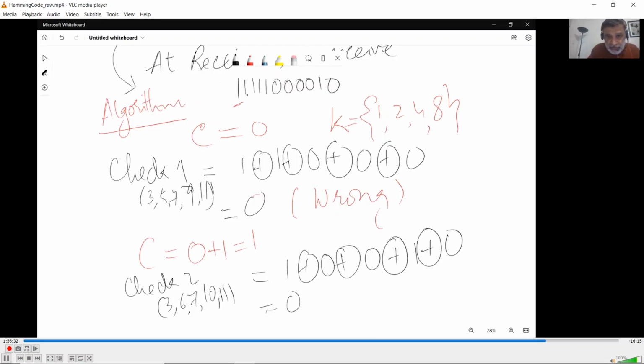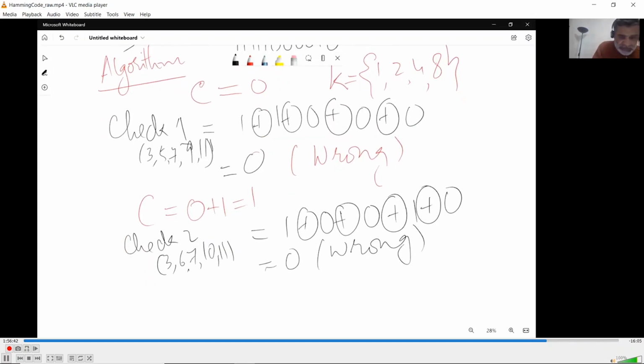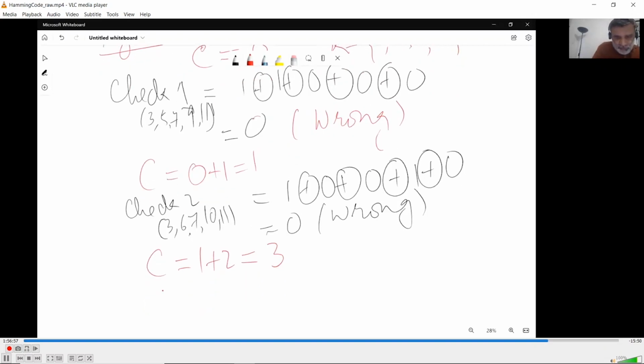So we get 0. So check 2 at the second position is 0. But we look at here, the second is 1. So it means it is also wrong. So the second position is wrong. So C becomes now 1 plus 2. Why 2? Because the second position is wrong. So we have this equal to 3.